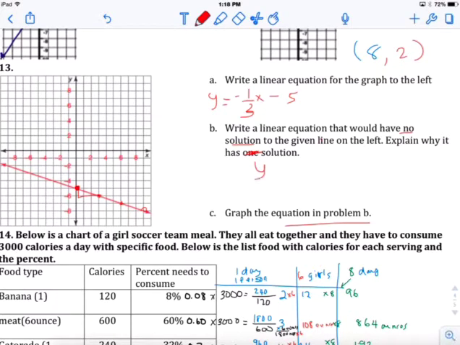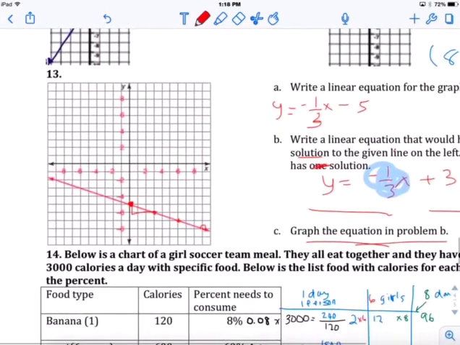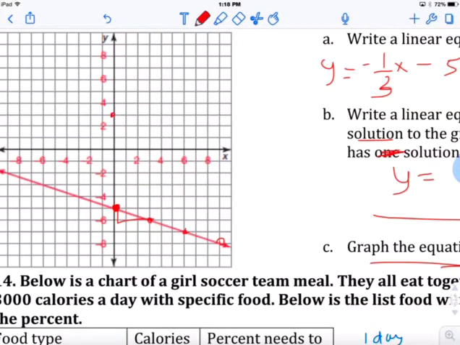How about y equals negative 1/3 x, because the slope is the same, right? You need to explain slope is the same, y-intercept's different, plus 3. So it sets the graph problem B, so let's graph that at 3, down 1 over 3.